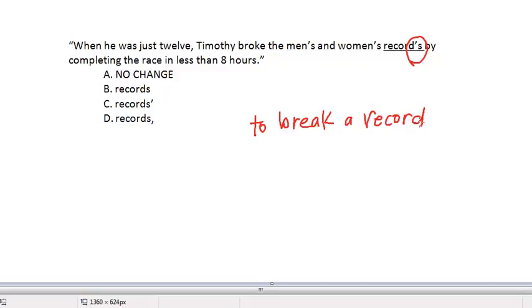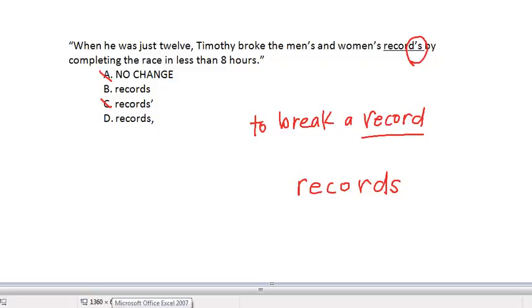So if Timothy broke the men and women's records, it's not actually a possessive that we want because nothing belongs to the record. So what we want to do is go through the options and eliminate all of those that are talking about a possessive because we know that that's not what we want. So in option A, it is a possessive form of the singular noun, a record, which is wrong, so we can eliminate option A. And then in option B, it's not a possessive, so we'll leave that for now. And we also see another apostrophe in option C, which tells me that it's the possessive form of a plural noun, records, which can't be right. So we can eliminate option C as well.